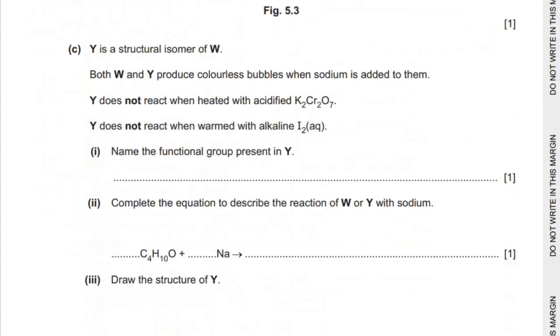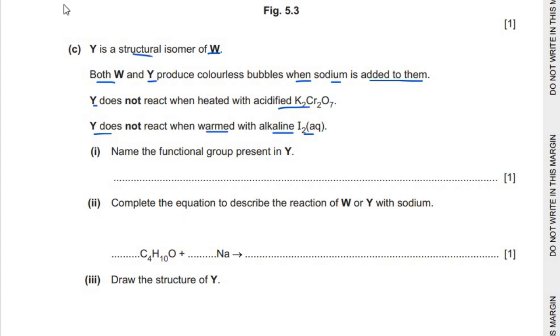Question C here. Y is a structural isomer of W. Now both W and Y produce colorless bubbles when sodium is added to them. Okay, Y does not react when heated with acidified potassium dichromate. Y does not react when warmed with alkaline iodine. Name the functional group present in Y.